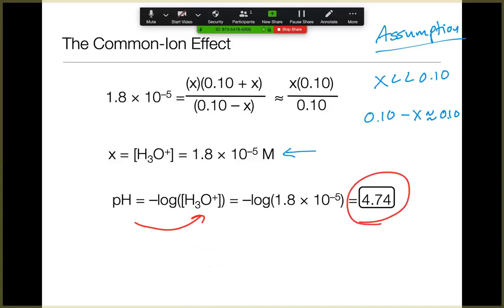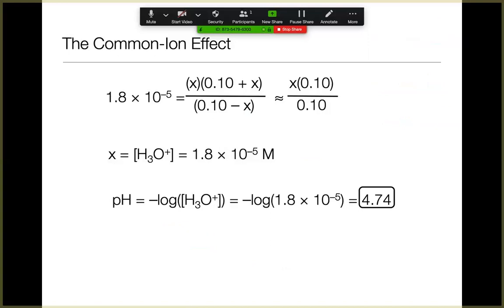If we compared this to just pure acetic acid at the same concentration, the pH will actually be a little bit lower. By adding in the conjugate base, even though it's a common ion, it's actually increasing the pH very slightly.